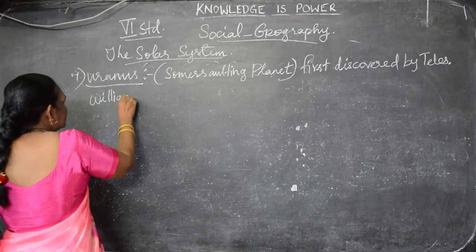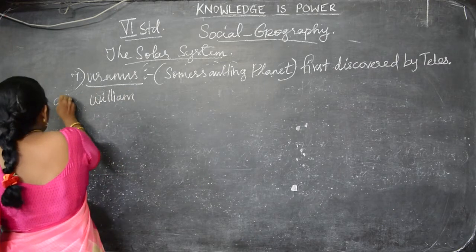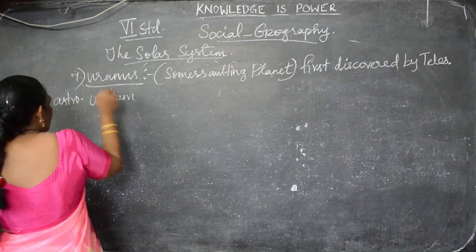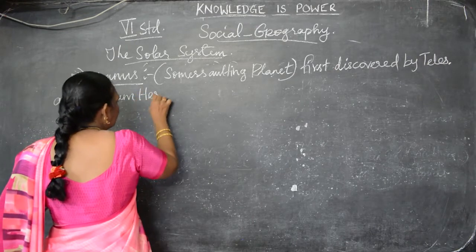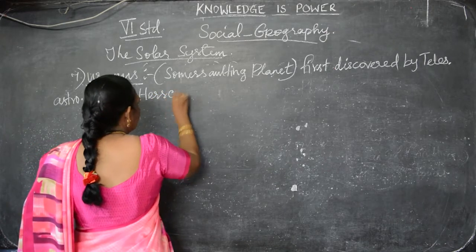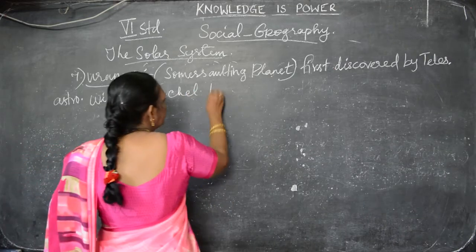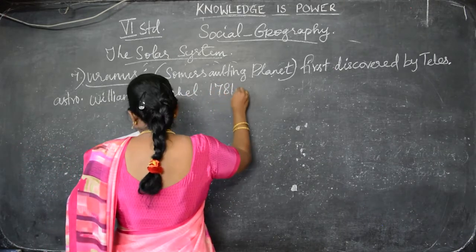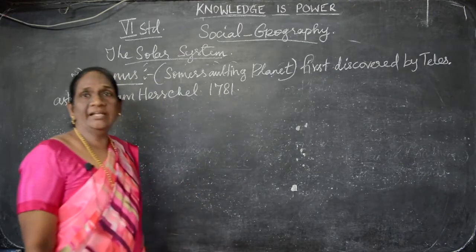Who discovered this Uranus planet? Astronomer William Herschel. Say all of you. William Herschel. He only discovered this planet in the year 1781.